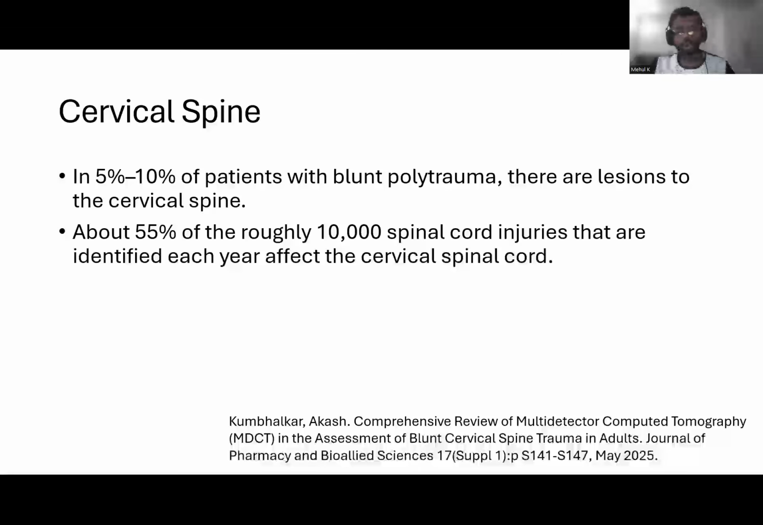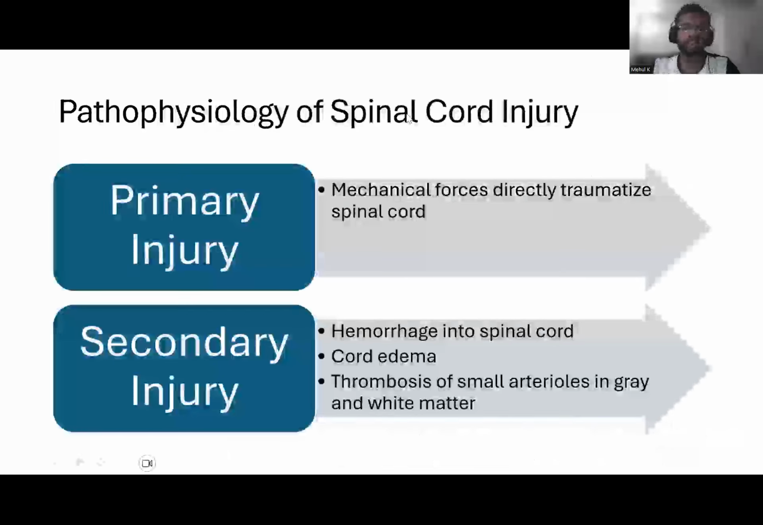And if you look at all spinal cord injuries, more than half of them, 55%, tend to affect the cervical spine only. So coming to pathophysiology, I'm not going to go into great detail here, but basically you have primary injury of the spinal cord and secondary injury of the spinal cord. This is similar to primary and secondary traumatic brain injury, and our basic goal is to provide good treatment here and prevent the secondary injury, similar to TBIs.